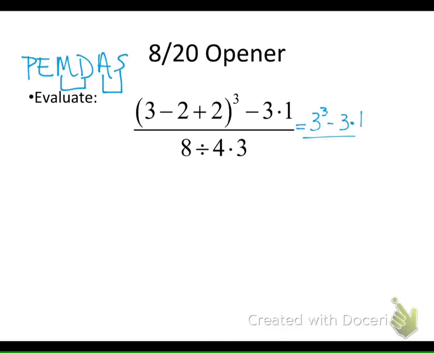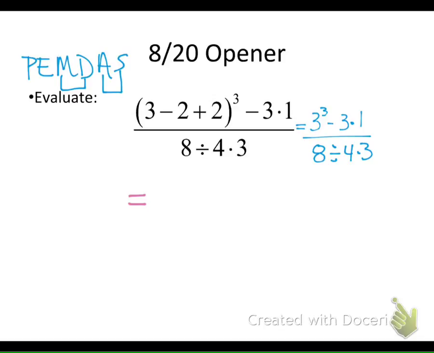And then the bottom I'm going to go ahead and rewrite as well. So 8 divided by 4 times 3. Now, if you didn't show every single step like what I'm doing, that's fine. Just make sure you're showing me some good work. Okay, after I do parentheses, my next step is going to be what, Sean? So after parentheses, I do... What do I do next?